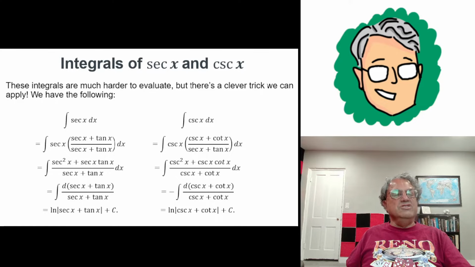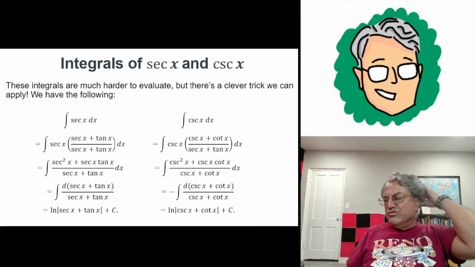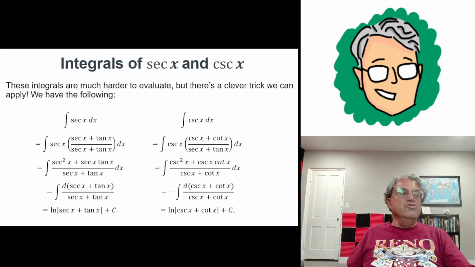Let's just see what happens when we do that. Now we can multiply secant x by the numerator, and if you do that, you get secant squared x plus secant x tangent x. And in the denominator, you have secant x plus tangent x. And now you might have noticed something interesting here. Secant squared x is just the derivative of tangent. And similarly, secant x times tangent x is the derivative of secant. So the numerator is really just the derivative of the denominator. Who would have thought? But this works. It works kind of miraculously.